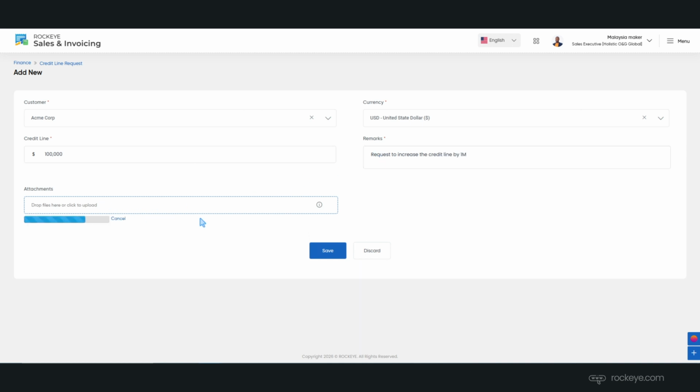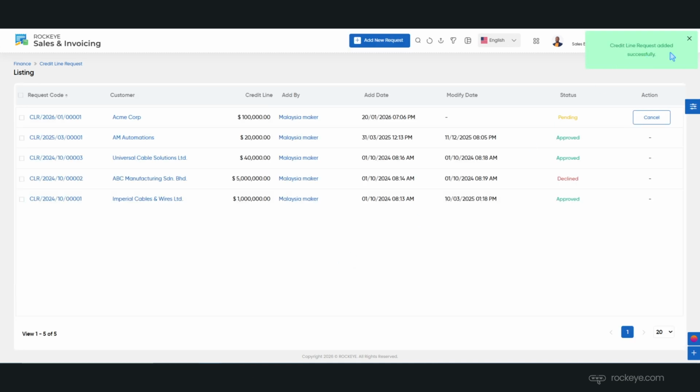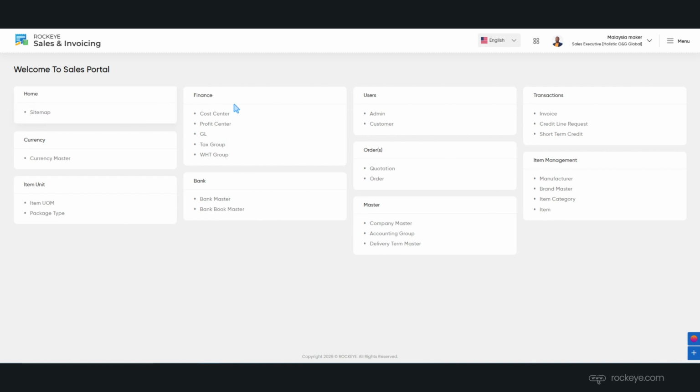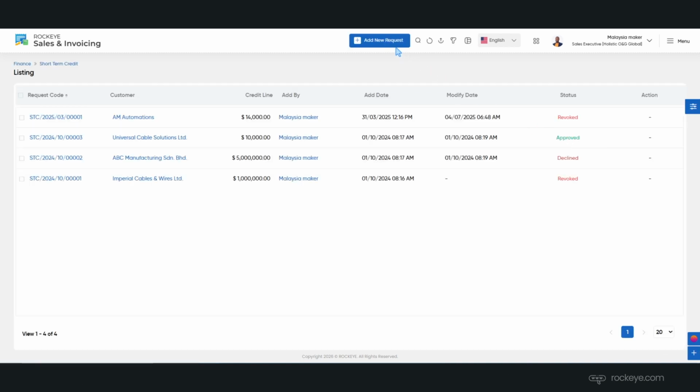Attachments facilitate the submission of supporting financial documentation required for institutional risk assessment. Effective credit management balances commercial expansion objectives with organizational financial risk containment. Short-term credit requests manage temporary financing needs distinct from permanent credit limit structures.